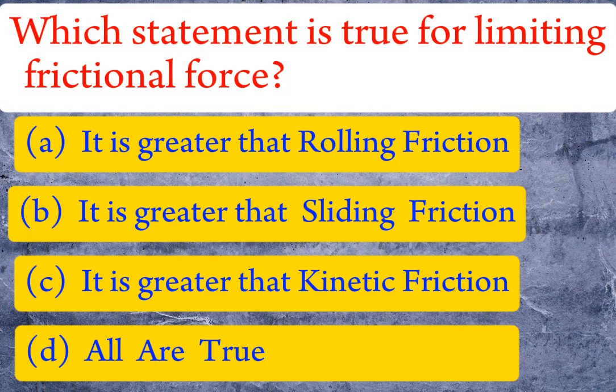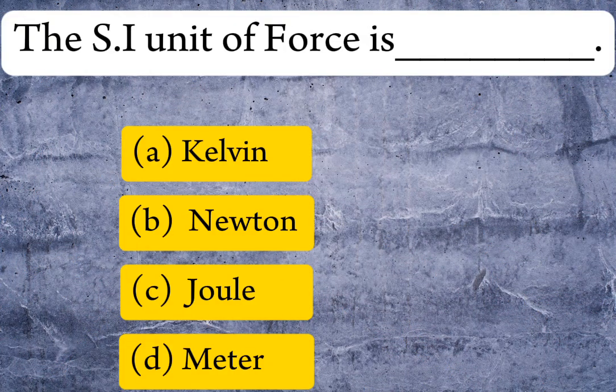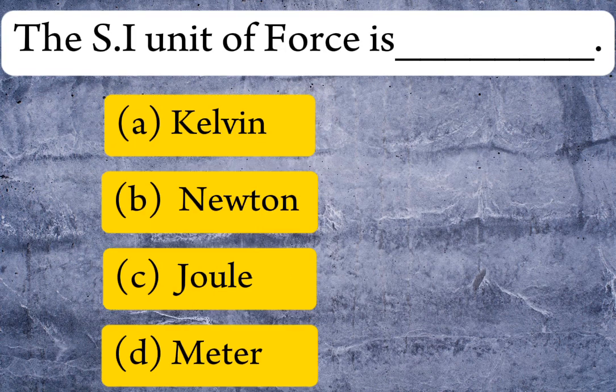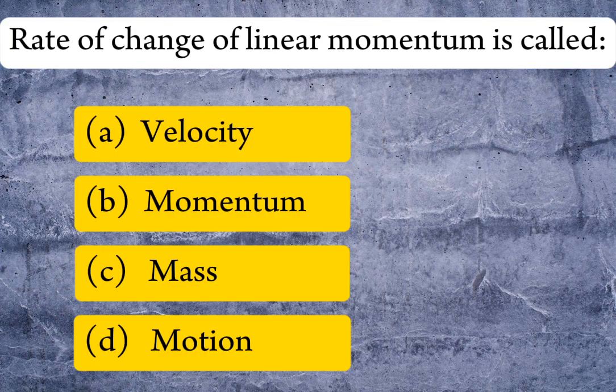Which statement is true for limiting frictional force? A. It is greater than rolling friction. B. It is greater than sliding friction. C. It is greater than kinetic friction. D. All are true. The SI unit of force is: A) Kelvin, B) Newton, C) Joule, D) meter. Rate of change of linear momentum is called: A) velocity, B) force, C) mass, D) motion.